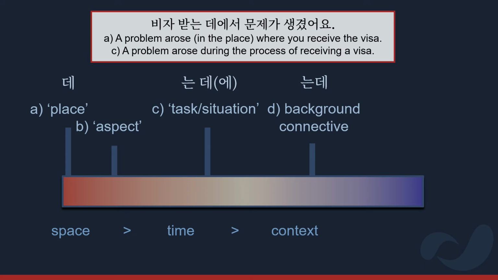For example, 비자 받는 데에서 문제가 생겼어요, which could be interpreted as A. A problem arose in the place where you receive a visa, or B. A problem arose during the process of receiving a visa.